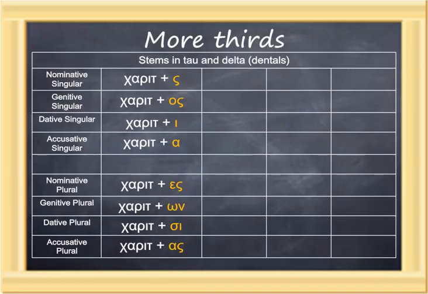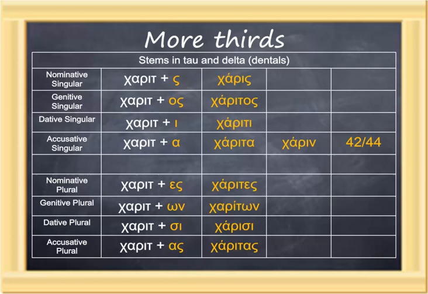Charit is the stem of charis, the word for grace. Here I've listed the stem plus the standard third declension masculine feminine endings that you should know by now. The sigma of the nominative singular, when it combines with a dental, such as tau, causes the dental to drop off, and so our initial form is charis.